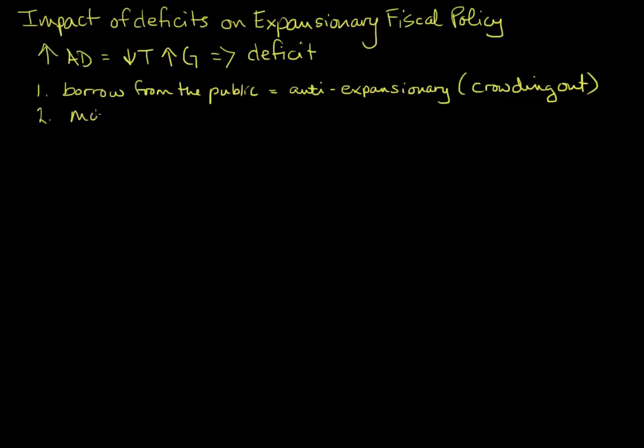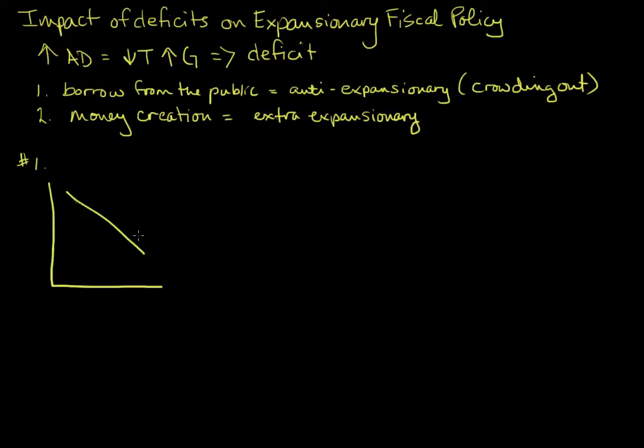Or it can resort to money creation, and this is actually, if I can use this term, extra expansionary. So let's see what happens here when government chooses policy option number one.